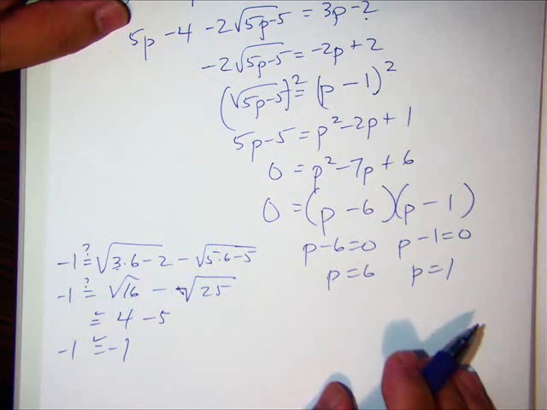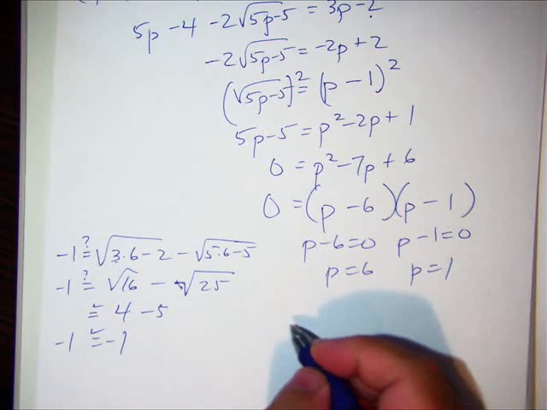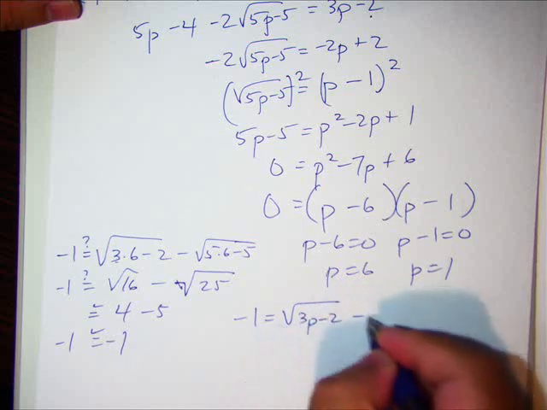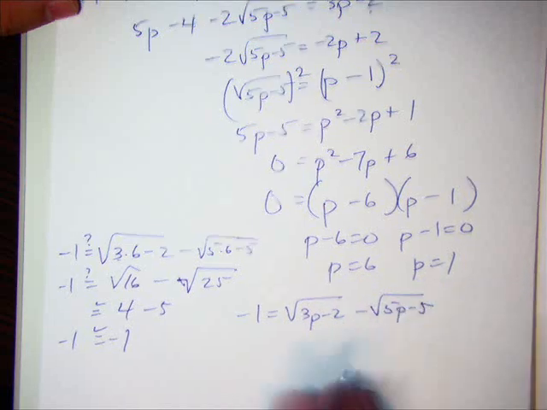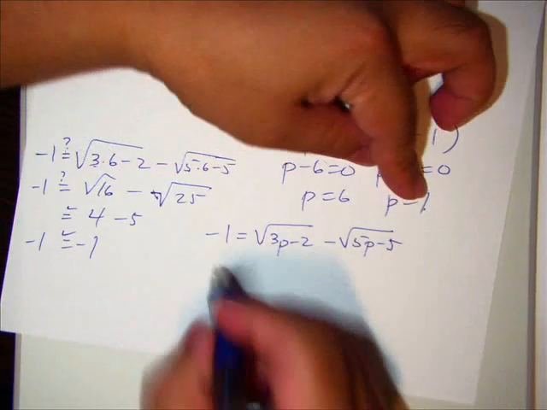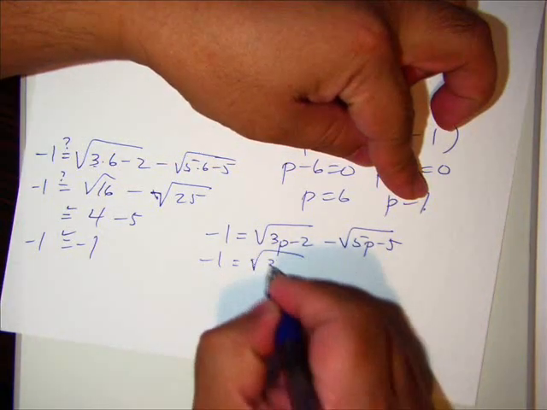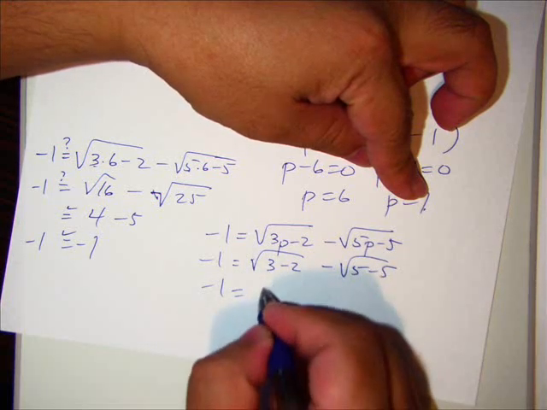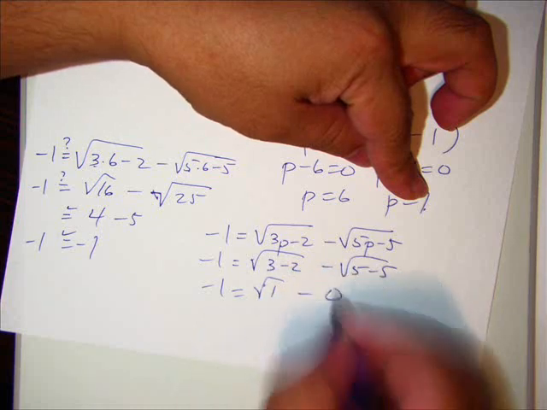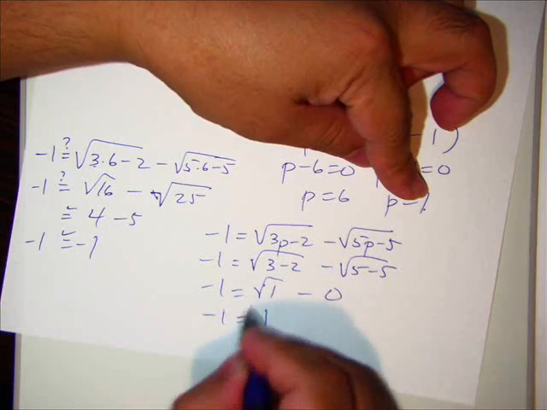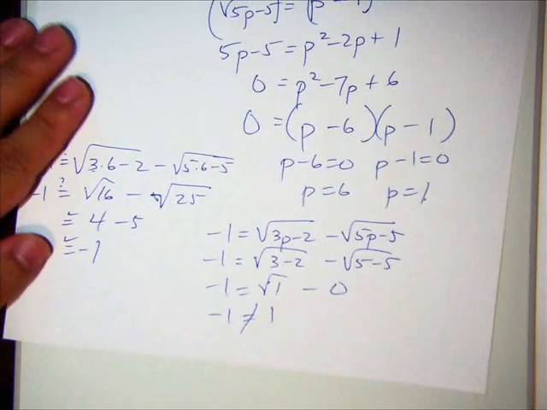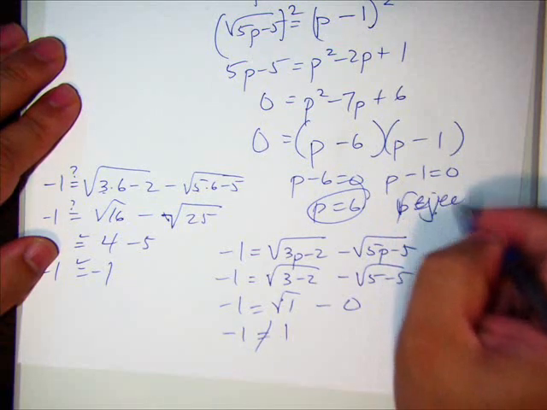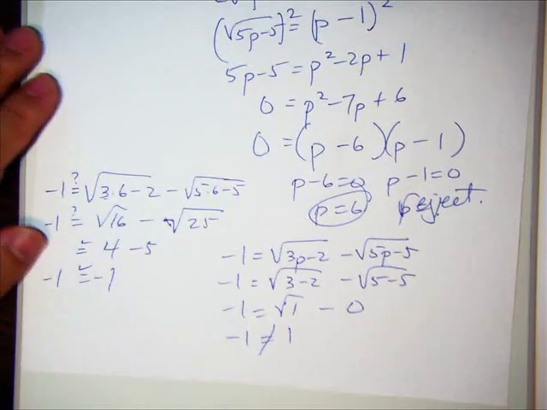Alright. I wonder how often I did that on these videos. That means I have to redo that. Okay. Square root of 3p minus 2 minus square root of 5p minus 5. I'm just copying the original problem so I don't get lost. Alright. Plug in 1 into that. 3 minus 2. 5 minus 5. That's square root of 1. That's 0. It is not equal. So that one didn't work. So our final answer is p equals 6, and we reject p equals 1.